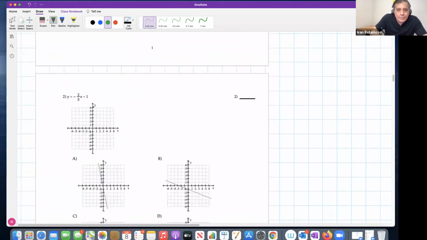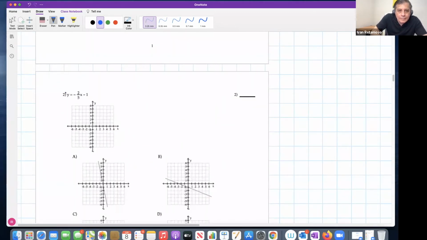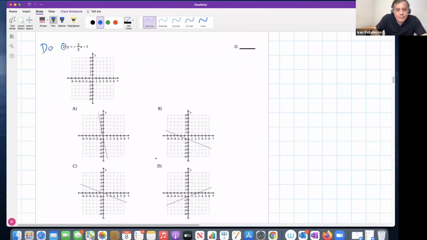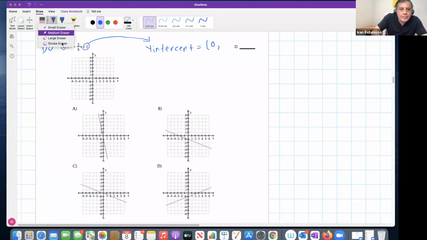Now try to do this, number 2. And then we will talk about parallel lines. So try to graph this and identify your graph there. Hint, this guy should be your y-intercept, right? Y-intercept. Well, 0, -1. And try to remember this when you do your homework.